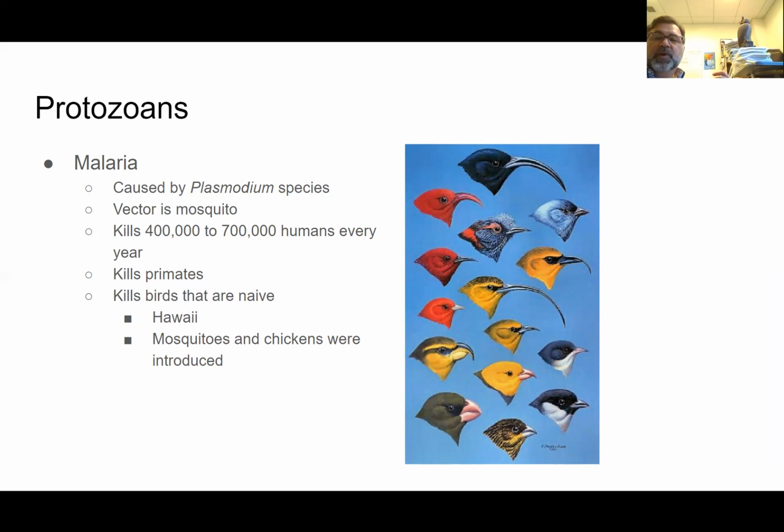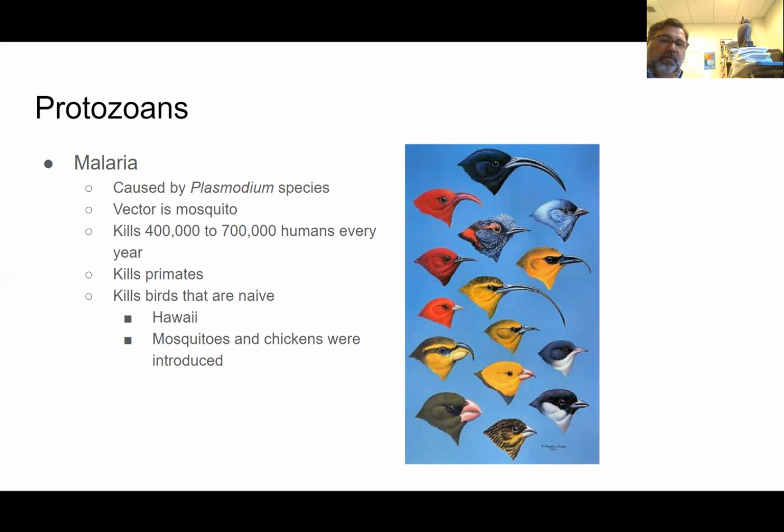So the current outbreak of COVID is about to hit 225,000 people. It may hit 250,000 people, but twice that are killed by malaria every year. So it's really unfortunate. Malaria also kills primates. So there are malaria outbreaks in primates. Unfortunately, some of the great apes, gorillas, and chimpanzees are susceptible to malaria.